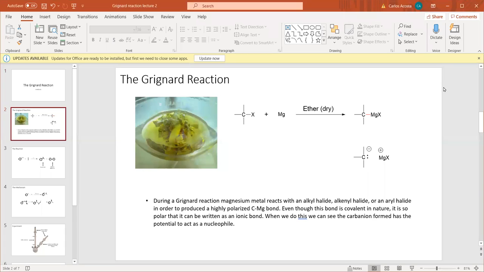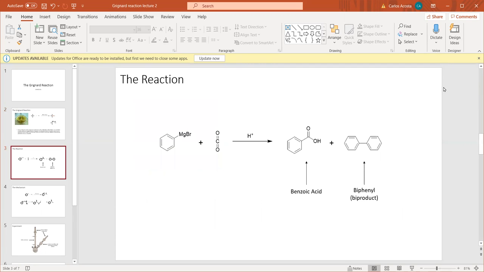I go more into detail with this in my previous lecture, so if you want to know about that, watch that one. But in this lecture, we're mainly going to talk about the experiment that we do. The reaction we are performing in this experiment is reacting our Grignard reagent with CO2 to create benzoic acid.